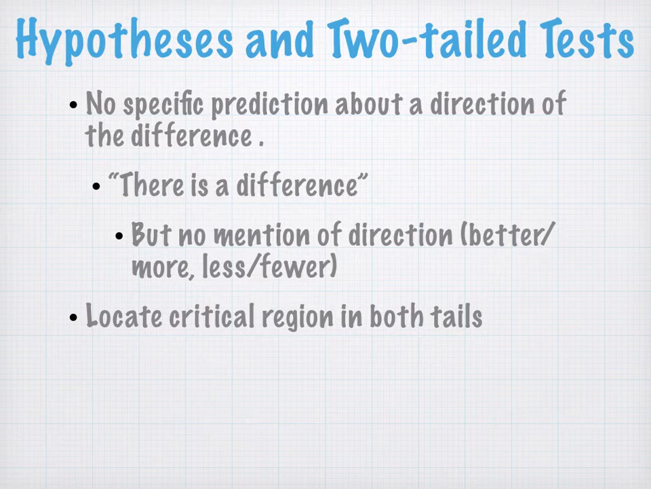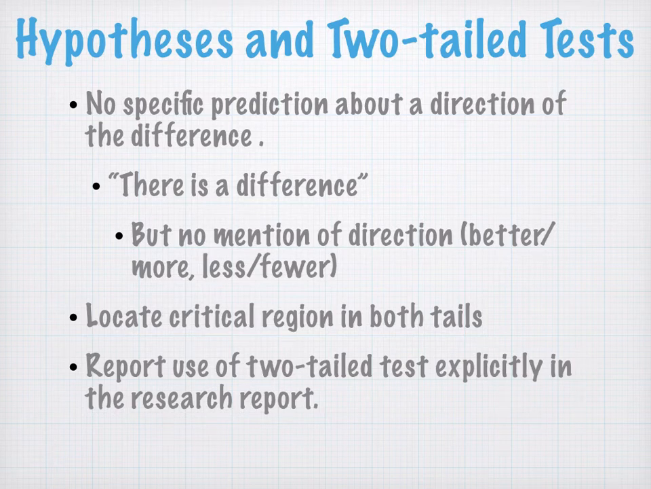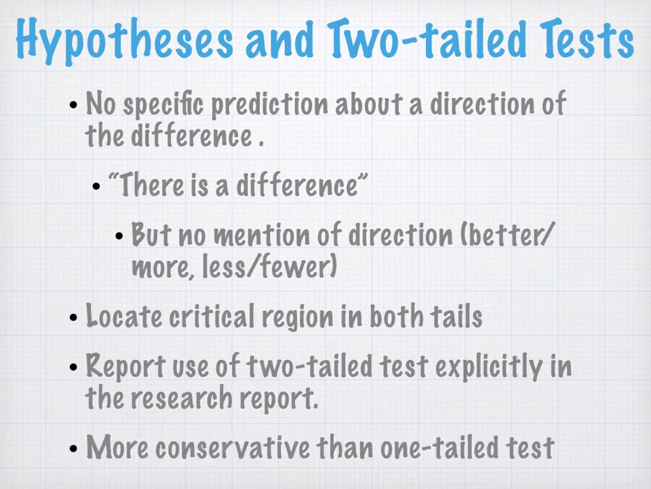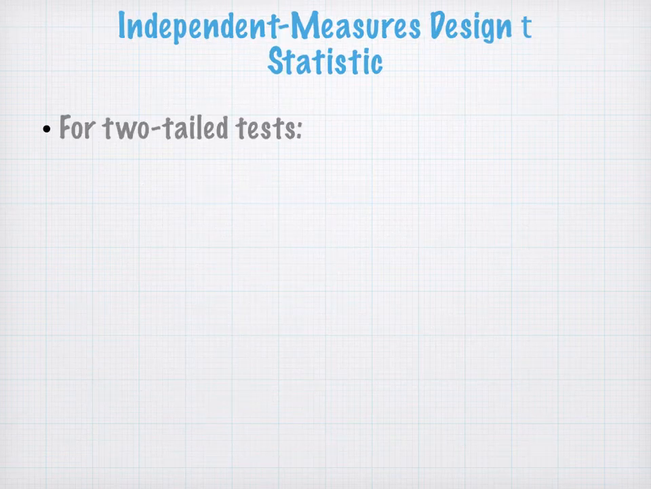In a two-tailed test, you're going to look in both the positive tail and the negative tail, to see if your t-score falls into that cutoff region. And we're still going to report that this was a two-tailed test, because this is more conservative than a one-tailed test. You want it known that you're using a more conservative test, because if you're able to reject the null with a more conservative test, you have less risk of these kinds of errors.